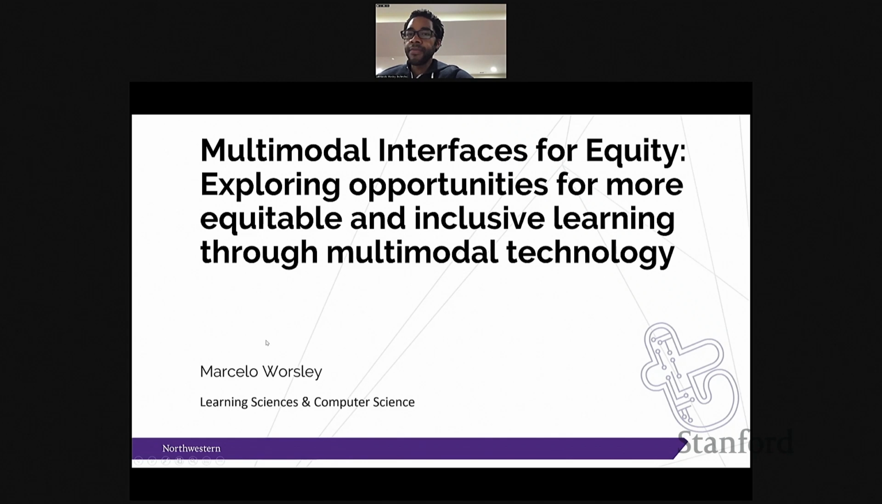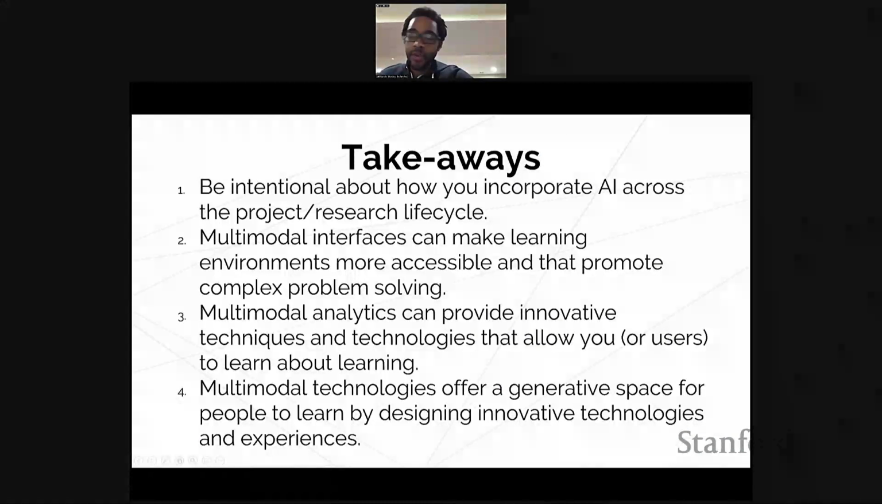The game plan for today, and just in case anybody happens to fall asleep a little bit later on, I wanted to show you what the four takeaways are. The first one is really around intentionality and the ways that we incorporate ethics and equity into the entire research cycle. So I'm going to touch on that a little bit today. The second one is that multiple interfaces can make learning environments more accessible, and they can also promote complex problem solving. So that's one thing I'm going to emphasize.